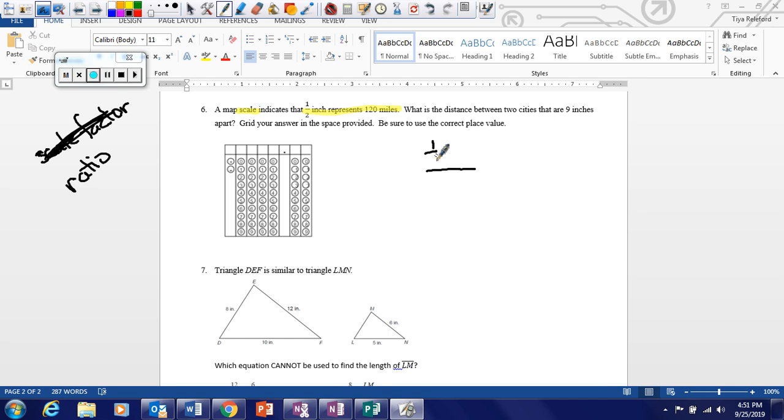That is 1/2 inch and 120 miles. The other number that you're going to use is 9. It's 9 inches, so where is it going to go? Right, it should go on top because it's inches. Pause, work it out, and then double check to make sure you gridded correctly.